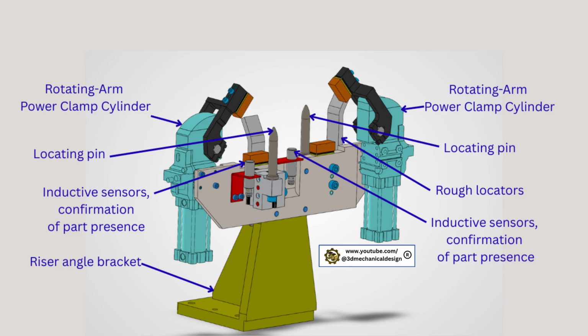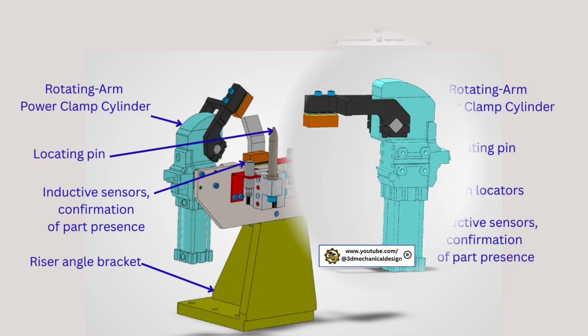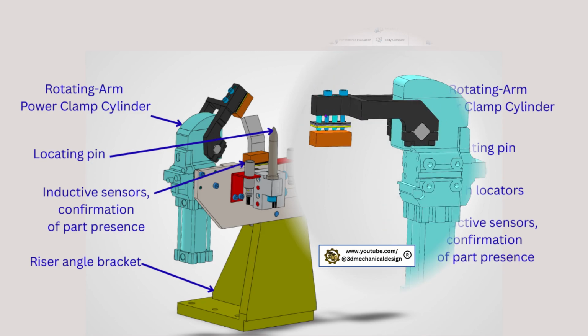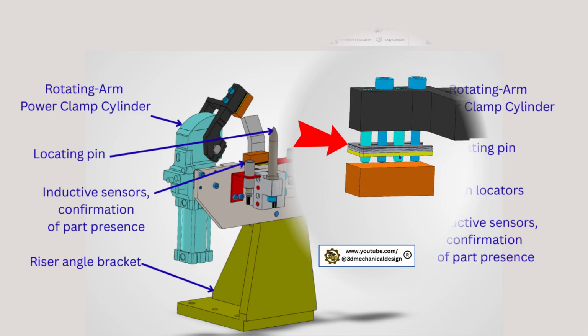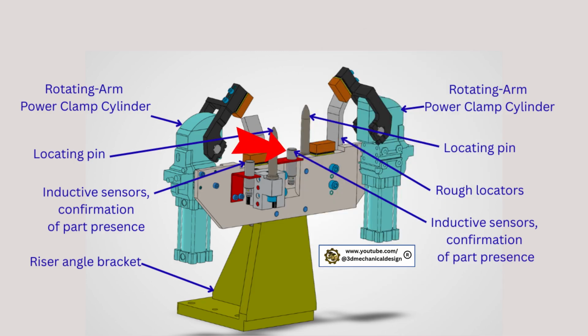Let's continue. In this fixture, I'm using 2 rotating arm power clamp cylinders, which lock the parts securely in place during welding. The clamp arm also has a shim pack, giving us vertical adjustment so we can fine-tune the clamping height. You'll also notice 2 sensors that confirm the presence of both components, the plate and the bracket, so the operator never forgets to load any part before welding.